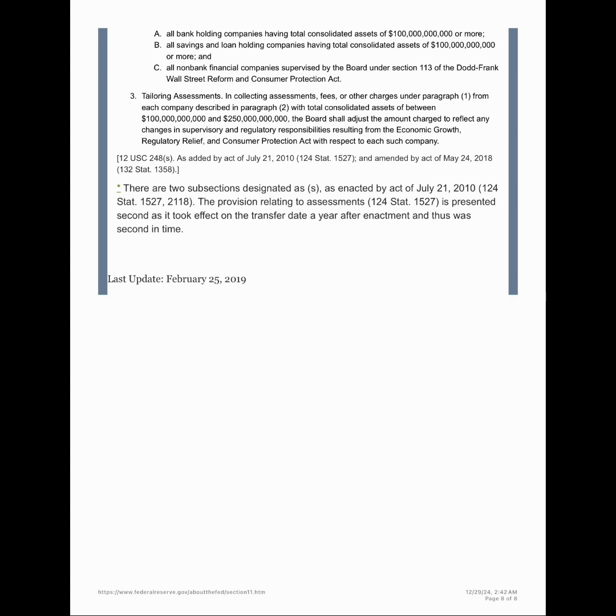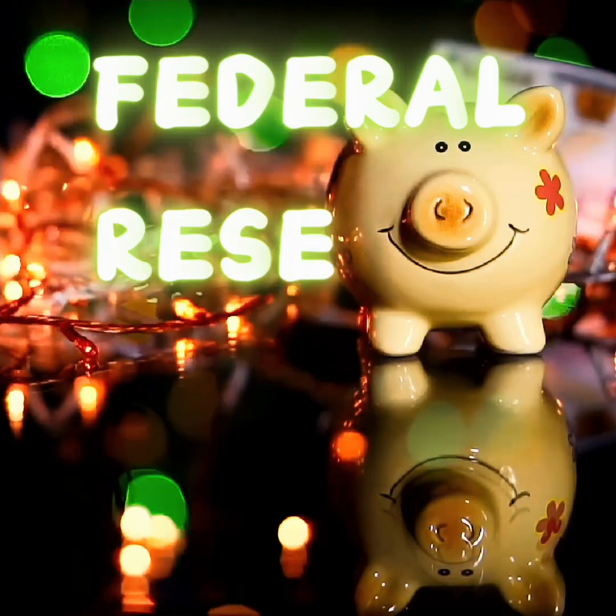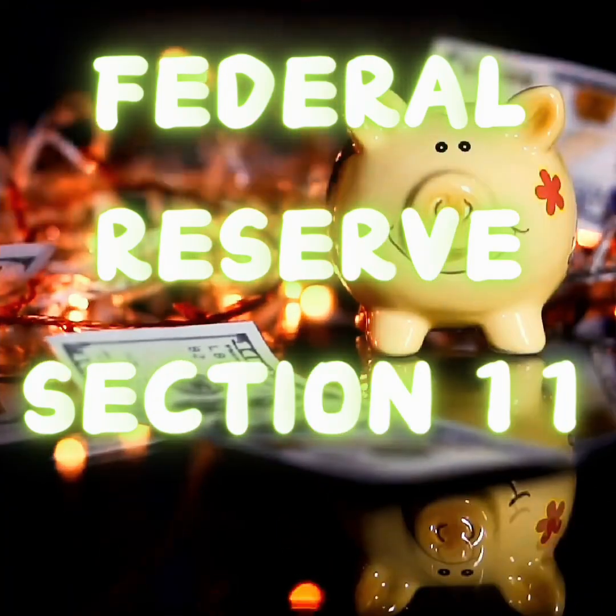There's a second subsection concerning assessments and fees for certain companies. Can you explain this provision? This subsection mandates that the board collect assessments from large bank holding companies, savings and loan holding companies, and non-bank financial companies to cover the board's supervisory and regulatory expenses related to these entities. The amounts are tailored to reflect changes in regulatory responsibilities.